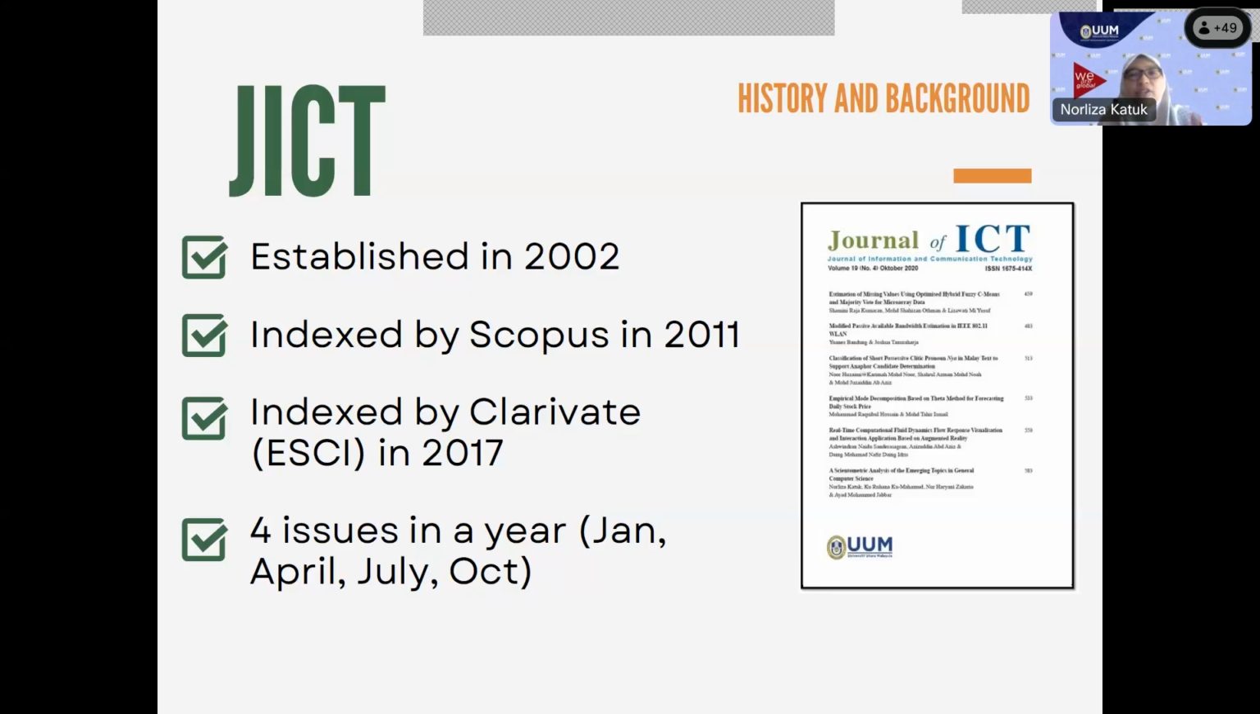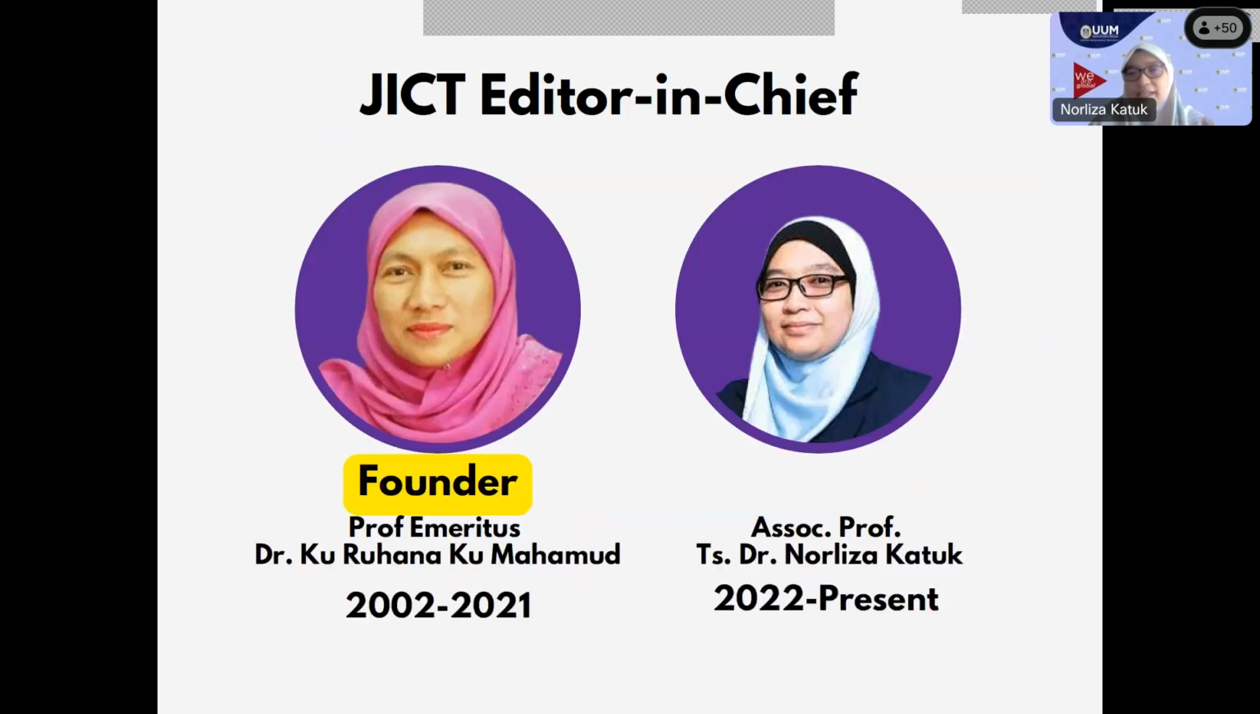On your right side, you will see the old Journal of ICT book. I call it a book because it's in printed version. We started with this form of publication in 2002 until we stopped printing, and only print based on subscription or requests. And we actually have a new journal cover, and I invite you to visit our journal website.